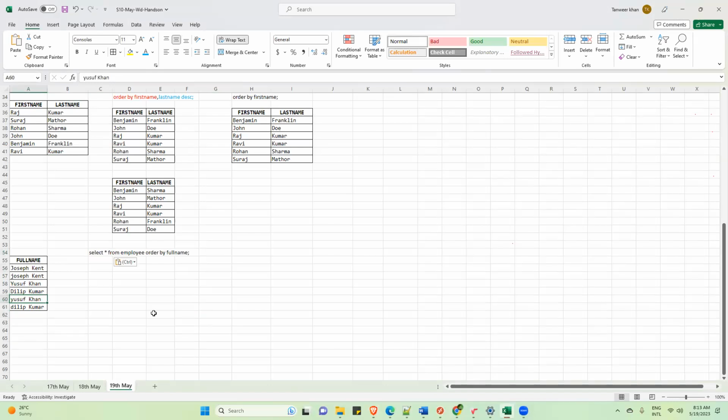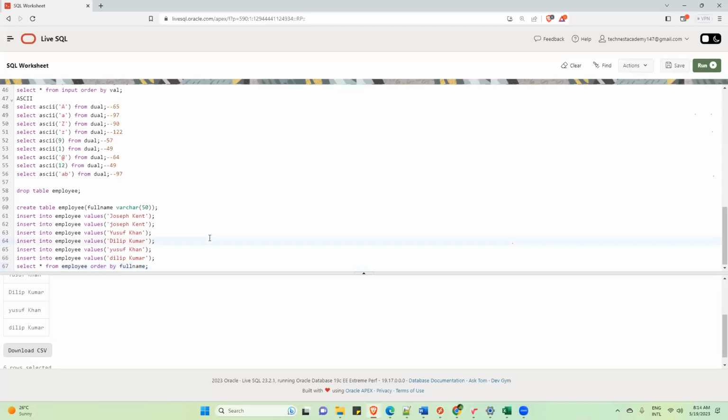Capital letters should be given in the first position. See, one thing I will tell you: uppercase A is 65 and uppercase Z is 90. So all the letters between A and Z in uppercase will lie between 65 and 90.